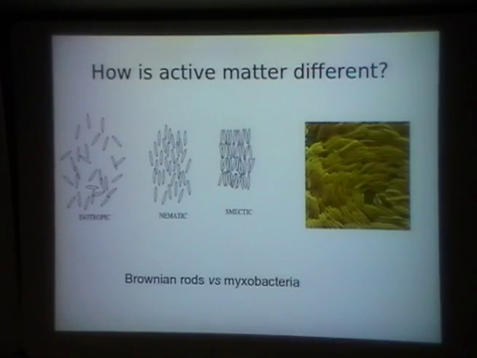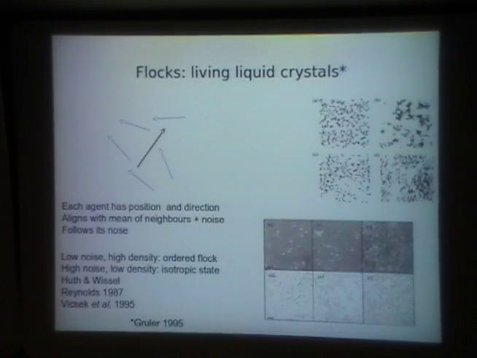Okay, so the question I posed, or we pose as physicists, is: in what way is an ordered phase of dead Brownian rods different from an ordered phase of living bacteria, for example? The issue of what use that question is to biology really comes later. First, we just want to understand these systems. Just to give you an example of a flock, both in a computer simulation experiment.